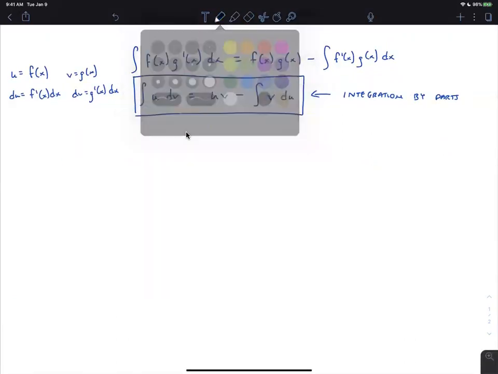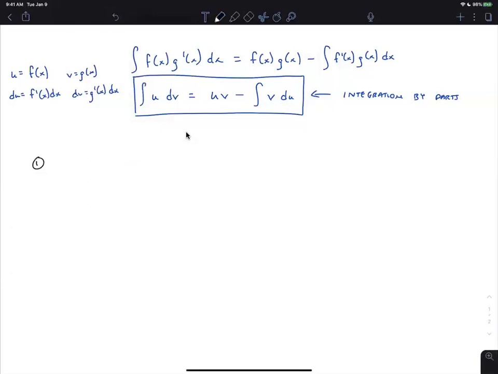Let's do number one. It's going to be the integral of x sine x dx. Integration by parts we will work on as we move along, and especially in tomorrow's lecture, we will work on how to know when to use integration by parts and how to pick everything out. But right now I want to focus on just the mechanics of how this works.